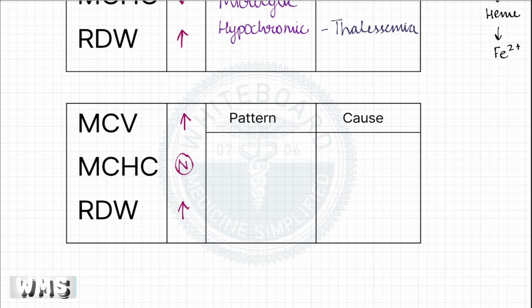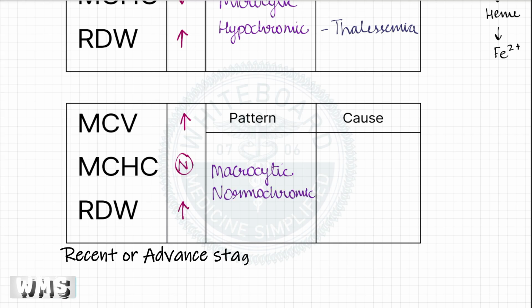As the size of RBC is high, so cells are macrocytic, and as the concentration of hemoglobin is normal, so the pattern is macrocytic normochromic. The most common causes are vitamin B12 or folic acid deficiency, chronic alcoholism, and liver disease.